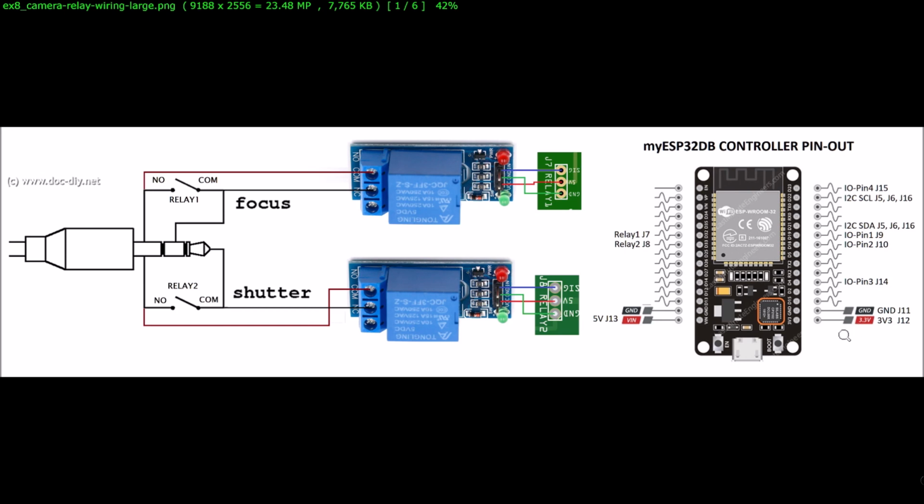We've got a myESP32DB controller, and I'm using, in this particular case, just a shutter. I'm not worried about the focus, because you'd probably run that a different way, and you wouldn't want to do autofocus when you're trying to do astrophotography. That doesn't make any sense.